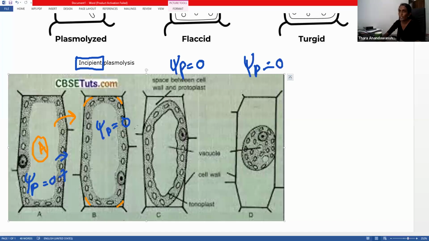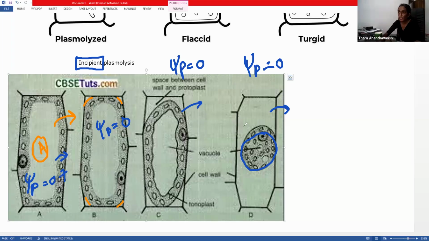So with time, with more movement of water towards the solution, the cell is more and more detached. That means the cell contents are more detached from the cell wall, and finally it will be going to a corner of the cell and staying like a small portion.